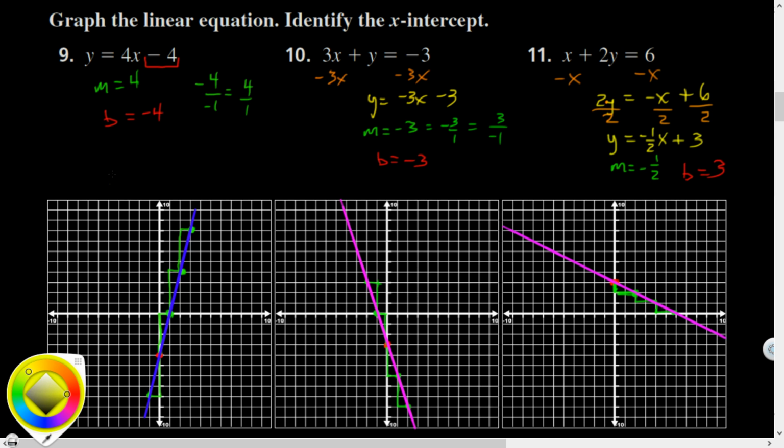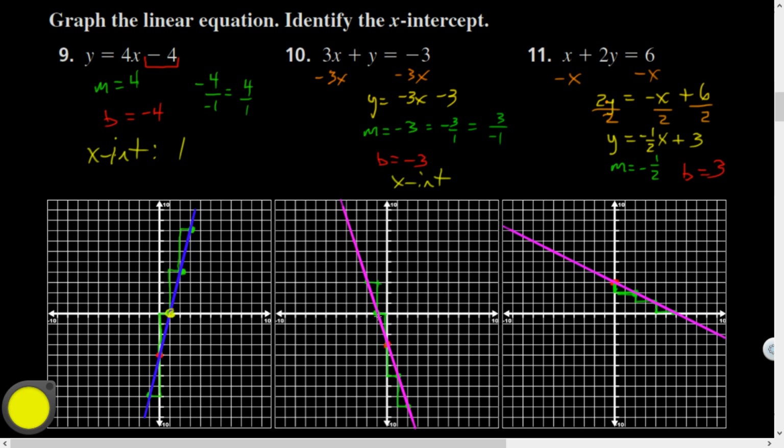Let's see. Quick. X-intercept. This one appears to be at 1. This one appears to be at -1. Anyone have a guess on the x-intercept here? Looks like 1, 2, 3, 4, 5, 6. Looks like 6. Right? The x-intercept won't always land perfectly at a point, though, so be aware of that. So there we go. There's our lines.